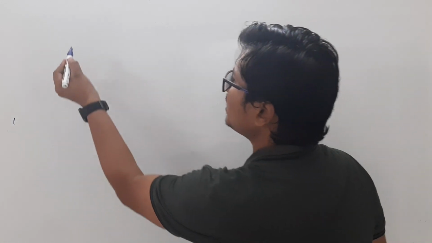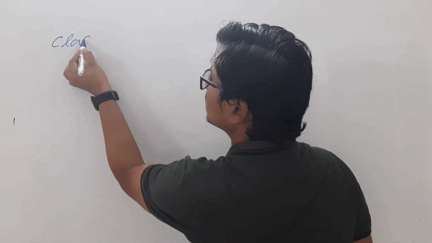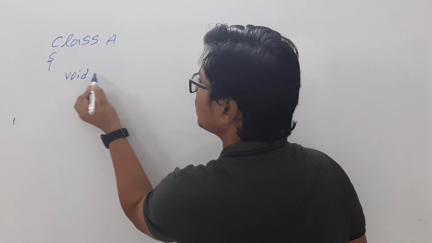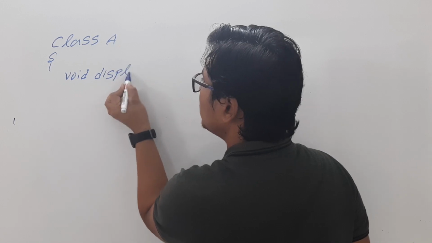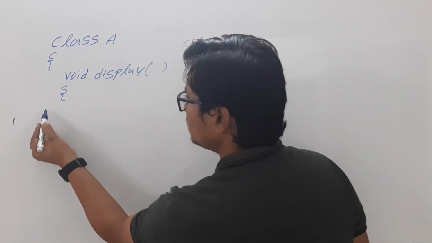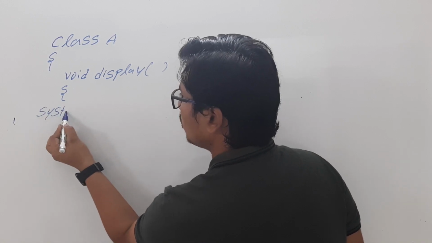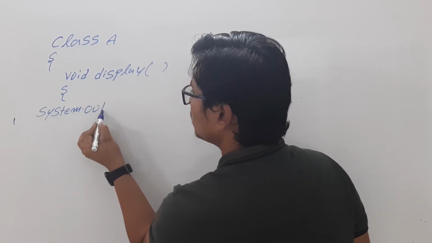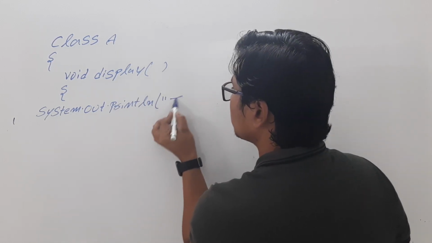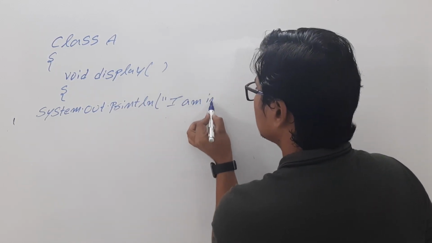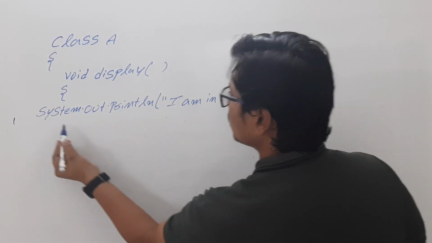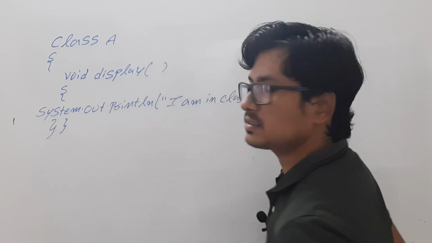Let me define a class A. Class A has a method called display, void display, and it does not have any parameters. In this method I am writing a statement, system.out.println, I am in class A. Let me close the method, let me close the class.